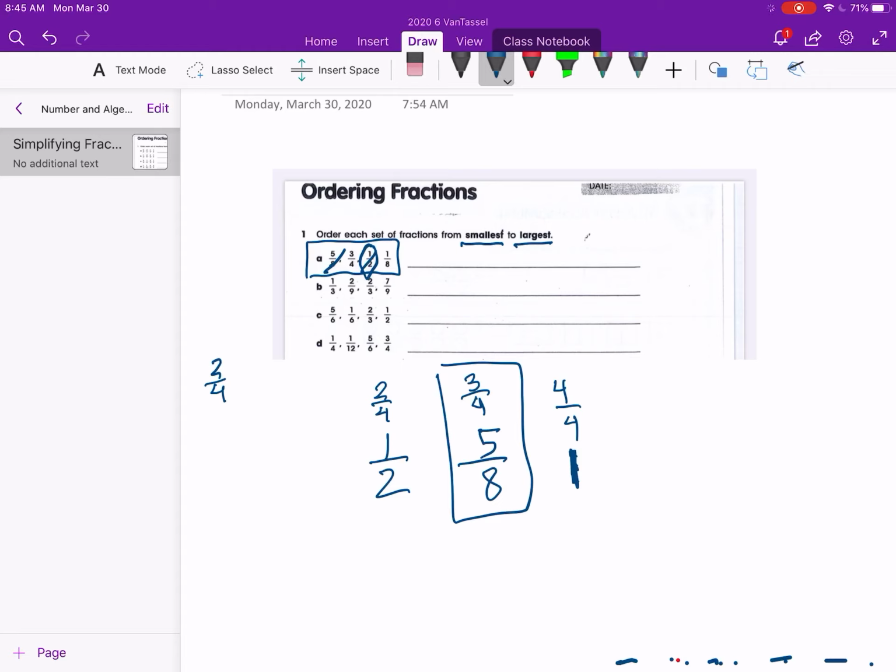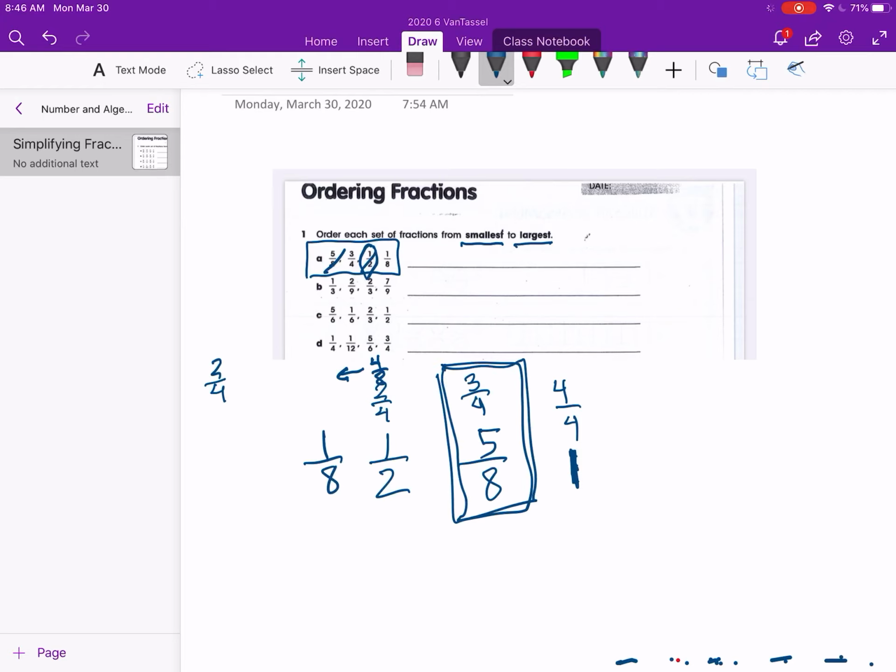Let's get rid of the ones that aren't close. So let's say 1 out of 8. Well, 1 out of 8, what would half be? If I have 8 pieces in a chocolate bar, half would be 4 out of 8. So 1 out of 8 is going to be less than that. So I know 1/8 is going to come first, then half, and then these are the ones I have to work on.